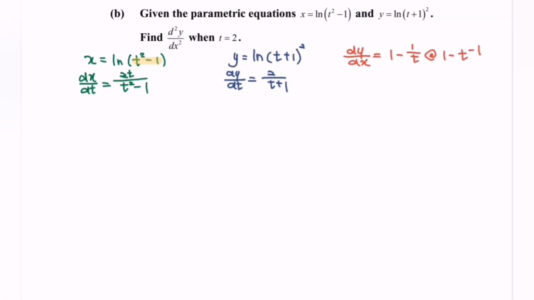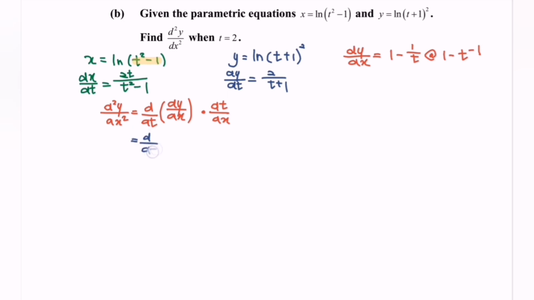Next is to find the second derivative. Before we begin the discussion, kindly state down the formula for the second derivative, where we differentiate dy/dx with respect to t. Kindly refer to dy/dx. We notice that dy/dx is expressed in terms of t. That's why we need to differentiate dy/dx with respect to t. Then do remember to multiply with dt/dx. So let's begin the discussion.